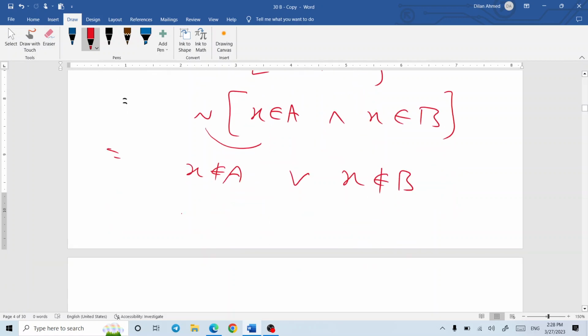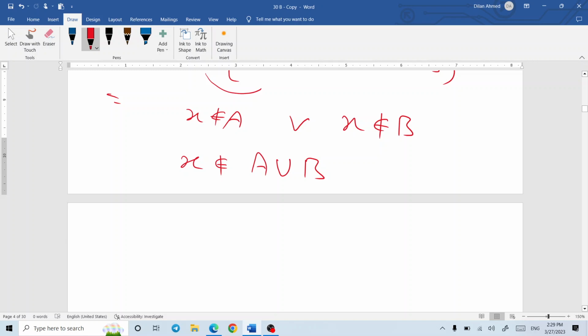So tell me, what is it? It means that X does not belong to A union B. I am not teaching Cal 1, section 1 and section 2. So we get what? We get union.